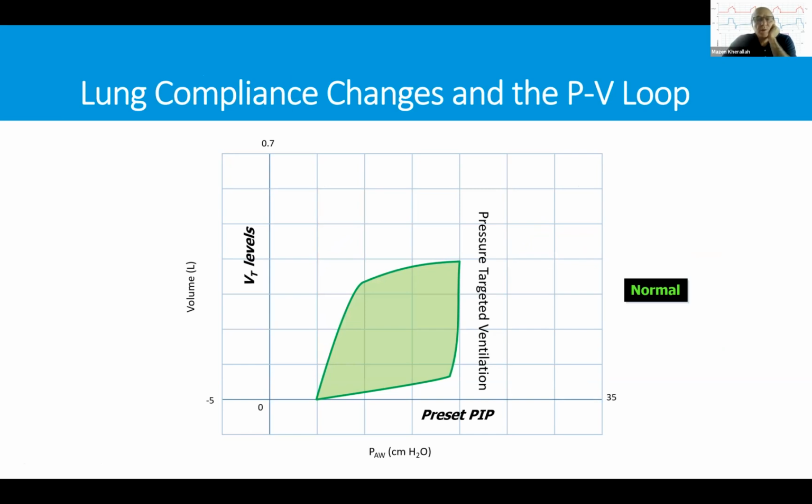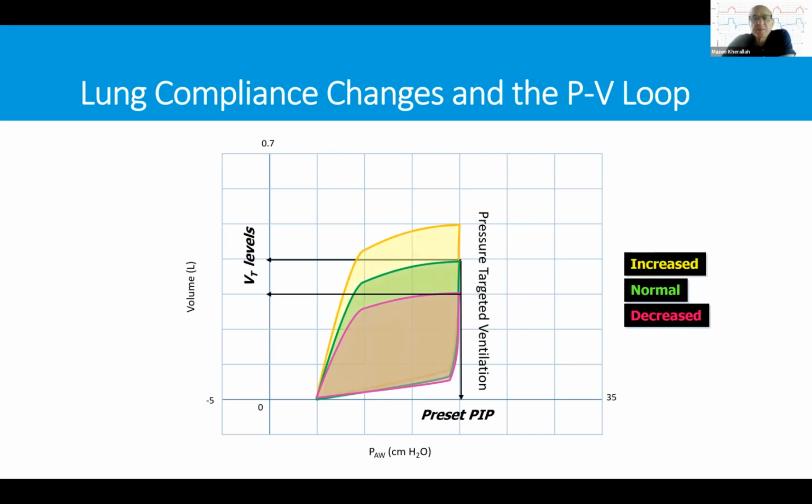In patients with pressure control ventilation, you can see here the pressure is fixed, and this is the tidal volume. If you have a normal elastance, this is how much pressure is needed to deliver that much volume. Now, if you have a patient with increased elastance or decreased compliance, the same pressure ends up delivering less tidal volume. If you have a patient with increased compliance or decreased elastance, then the same amount of pressure would end up with a larger tidal volume on the PV loop.